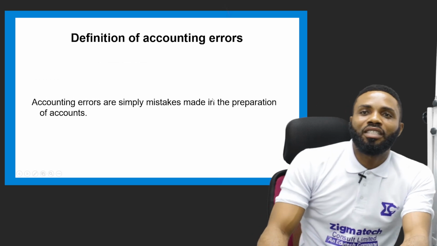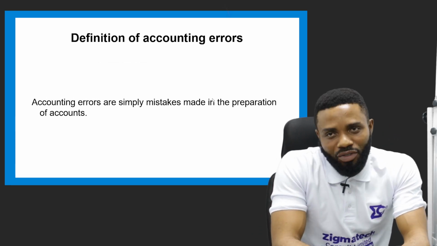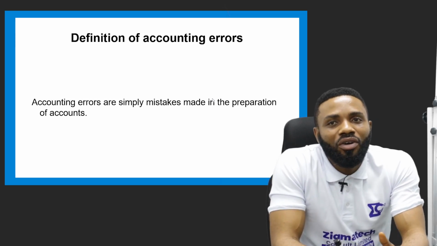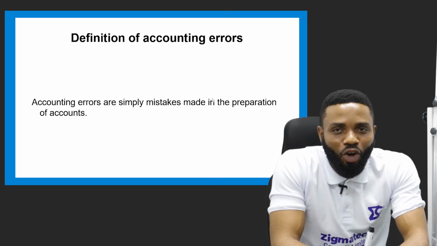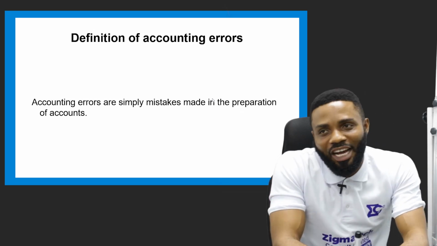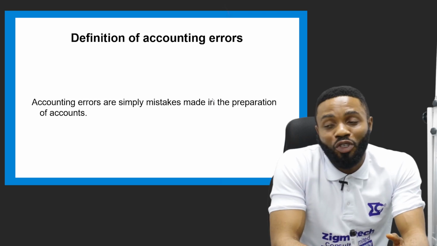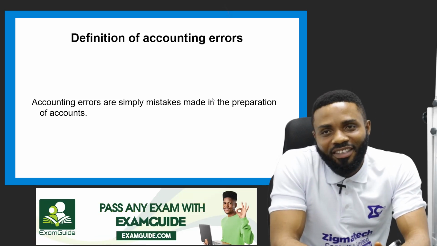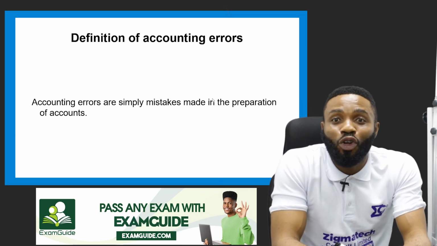Now let's look at the definition of accounting errors. What are errors? Or what are accounting errors? Accounting errors are simply mistakes made in the preparation of accounts. If you are a layman and you are not in accounting, you may not understand, or you will be surprised to hear that accountants make mistakes. They make mistakes during preparation of accounts. They make a whole lot of mistakes.